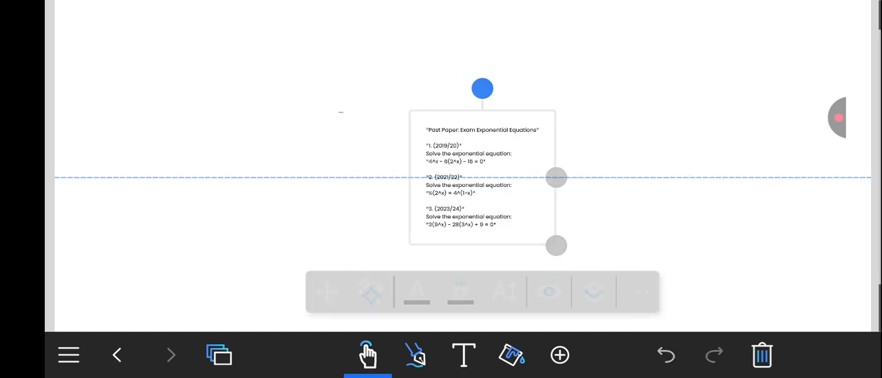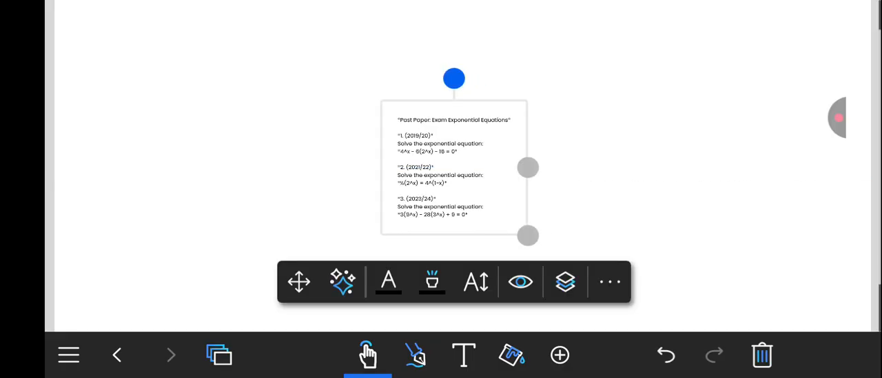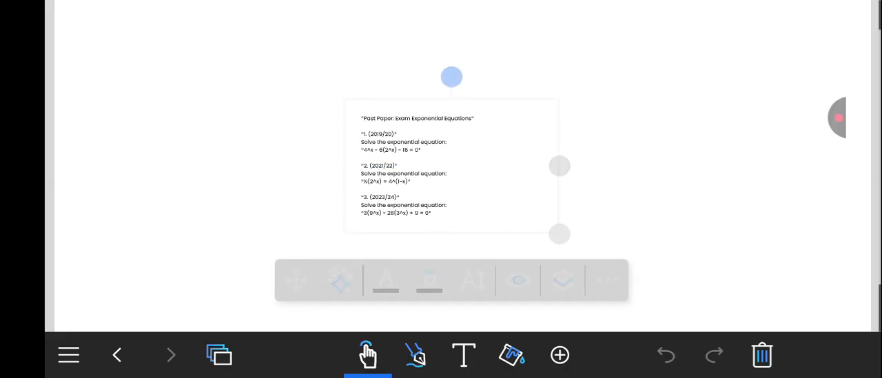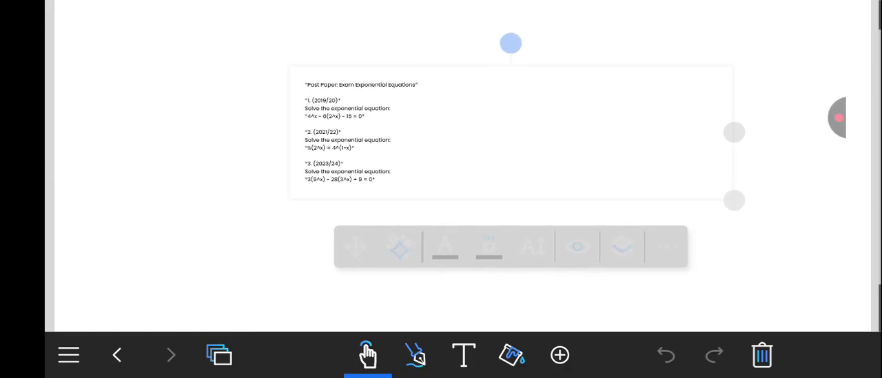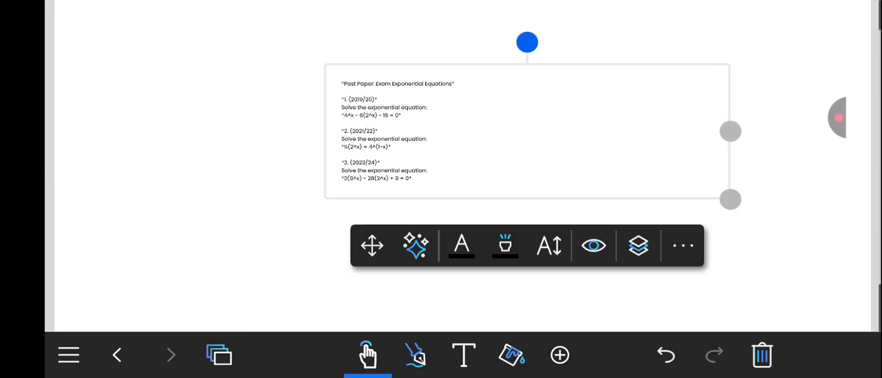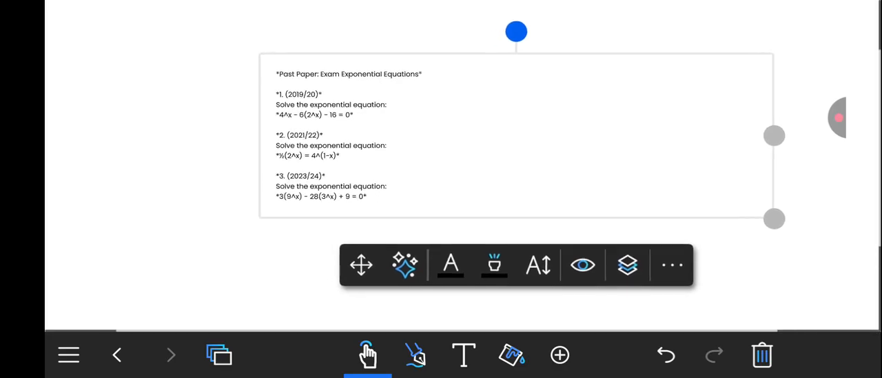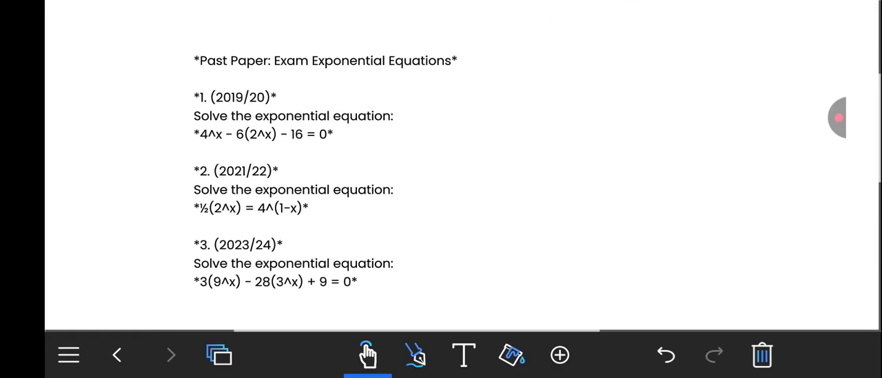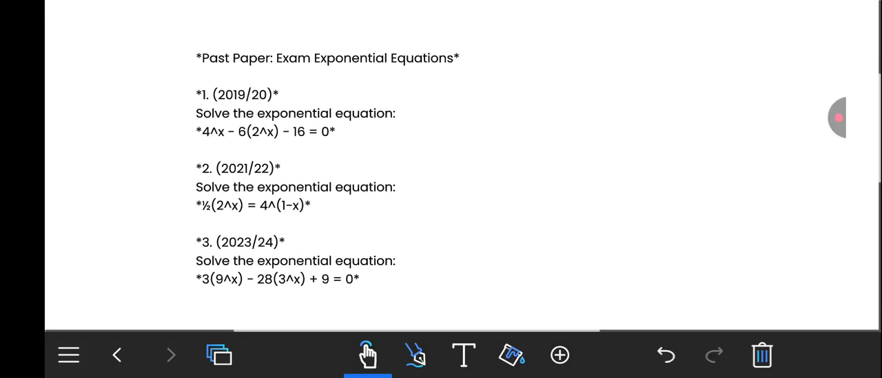So these are the questions. Right, so let's start with the first question from 2020 exam for Math 1100. So the question was, solve the exponential equation 4 to the power x minus 6, open bracket 2 to the power x, minus 16 is equal to 0.